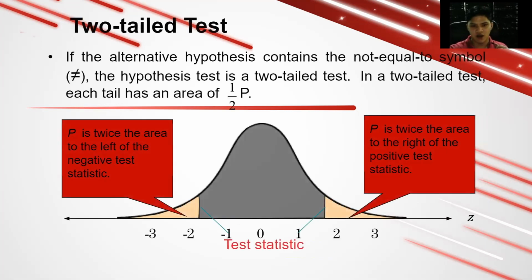So lastly, we have our two-tailed test. Our two-tailed test is when the alternative hypothesis contains a not equal to symbol. Just remember that. A two-tailed test is a not equal to symbol. So the hypothesis test is a two-tailed test if it contains that. So that's half your p-value. As you can see, the p-value is twice the area to the left of the negative test statistic, while for the other side, the p-value is twice the area to the right of the positive test statistic. So there are two values for that.